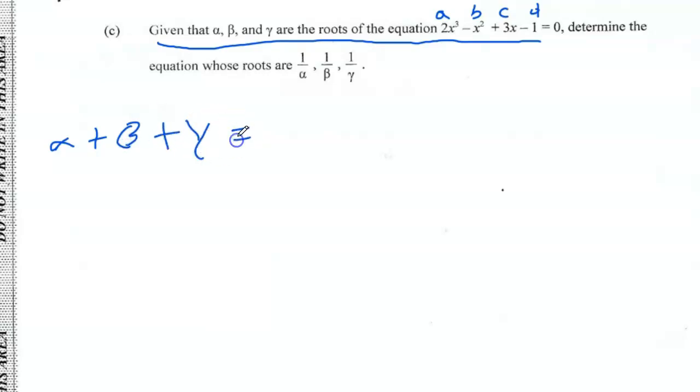Now we know that the sum of the roots, let's deal with the first section here, alpha plus beta plus gamma. The sum of the roots is given by negative b over a. In this case, notice b is negative 1, because negative 1x squared. So let's write them out here. A is 2, b is negative 1, c is 3, d is also negative 1. So negative b will be positive 1. So positive 1 over a, which is 2.